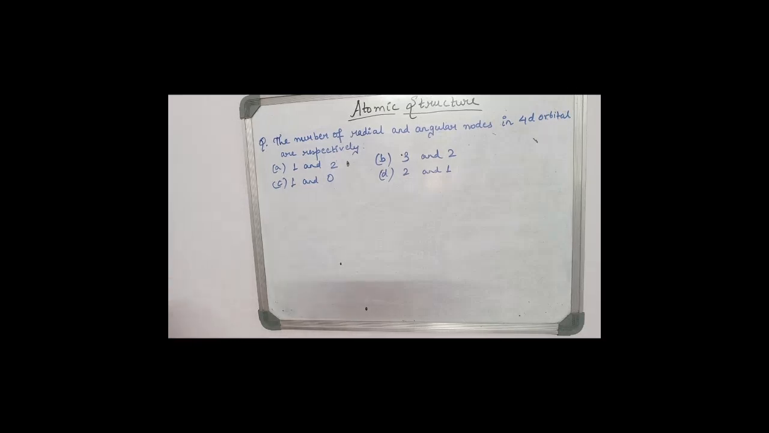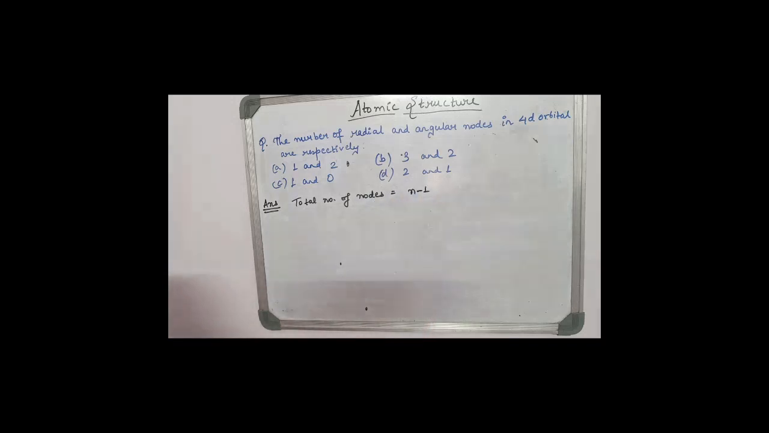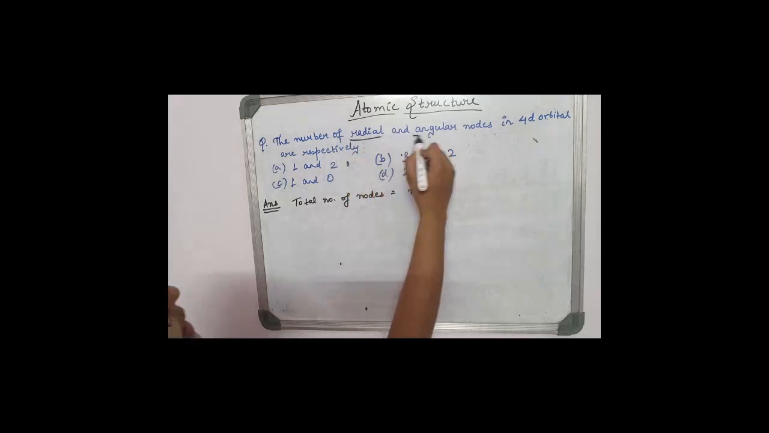Now another interesting question: the number of radial and angular nodes in 4D orbital are respectively. There are 4 options. So let's first discuss what are radial and angular nodes. What are the formulas required for finding out radial and angular nodes? Total number of nodes: the formula is n minus 1. But this has not been asked from us right now. What they are asking is radial and angular nodes.